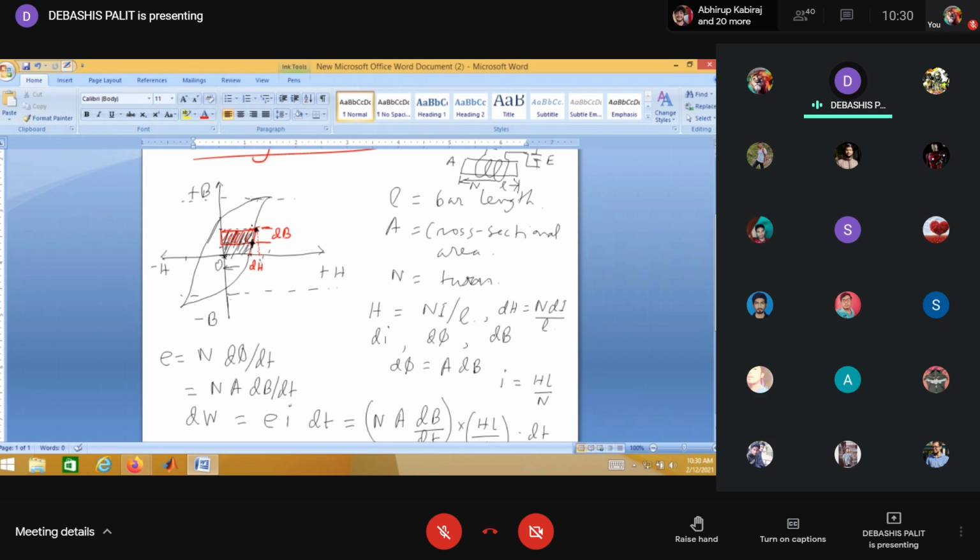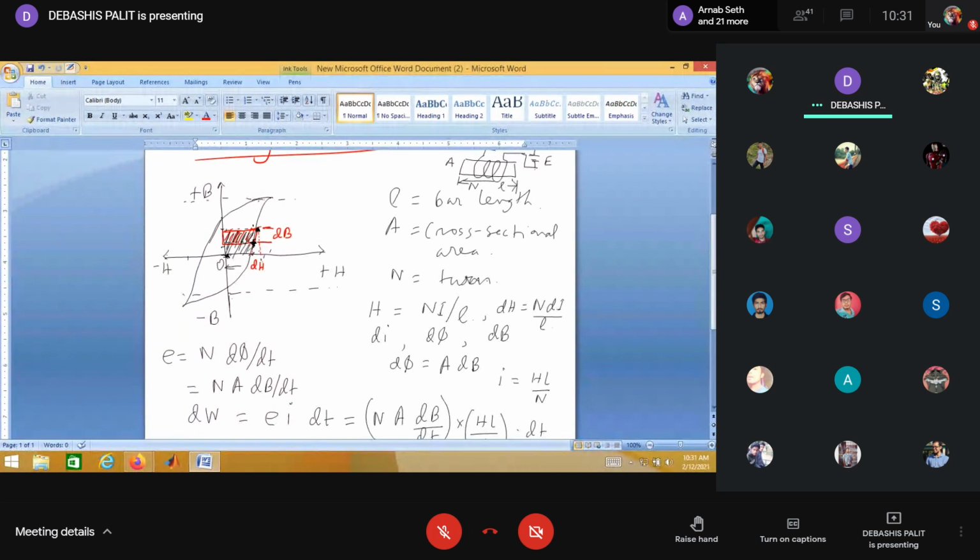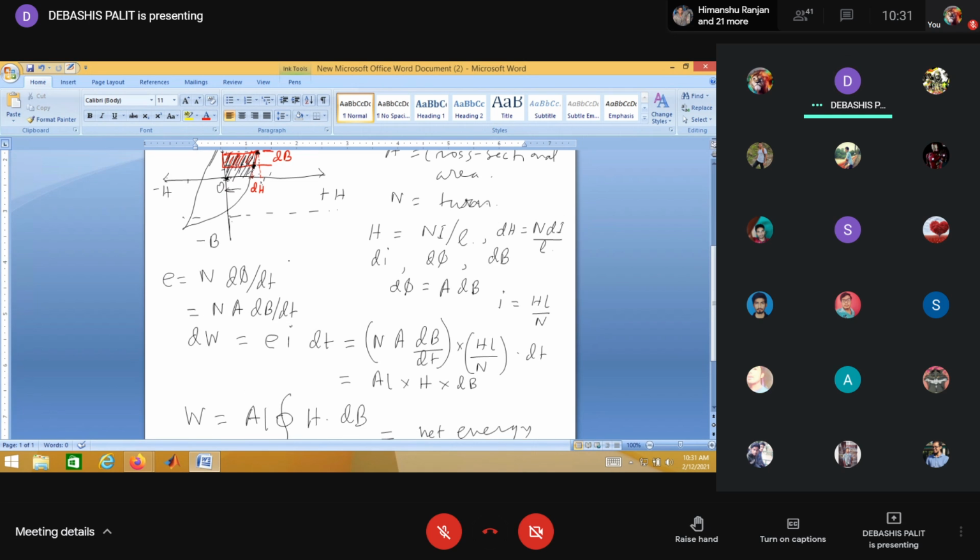If you consider from the initial point, then the total area is there. But if you consider this point to this point, this is the increment of flux and flux density due to the increment of current change. And there may be some increment of field intensity also. So this small area covers the energy wastage for this increment of current, the work done due to the increment of current.